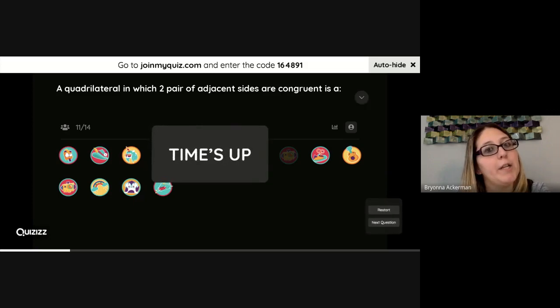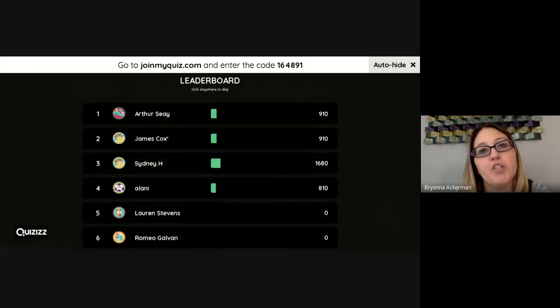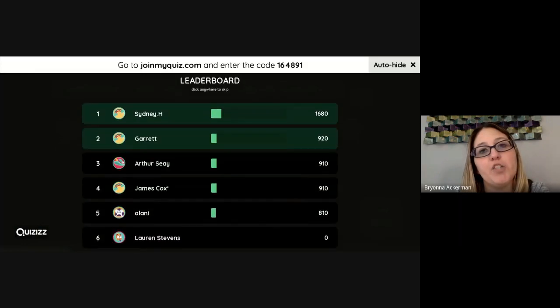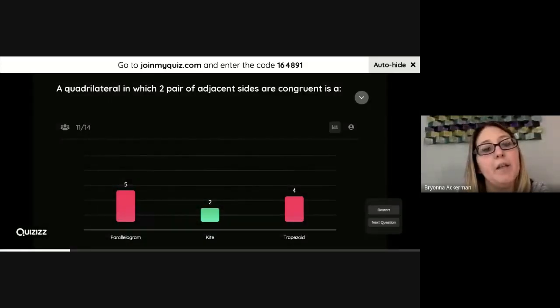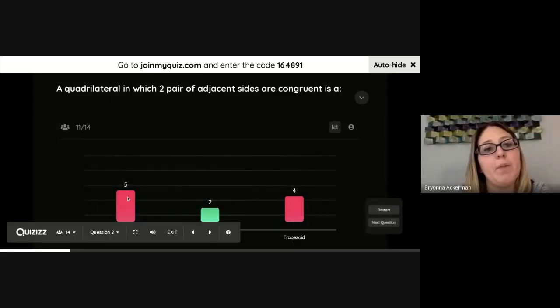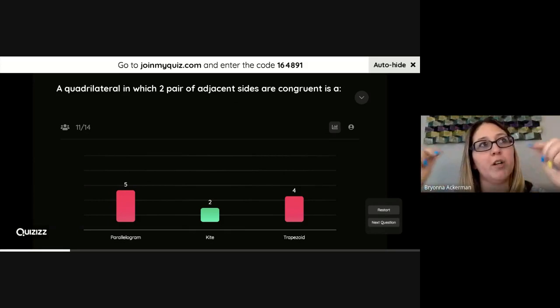Okay, so the trick here is that we're talking about adjacent sides. If you remember, adjacent sides are next to each other, right? And so again, with a parallelogram, opposite sides are congruent, not adjacent. Adjacent means next to, so that is the kite, guys. The two small sides that are next to each other are equal to each other, and the two longer sides that are next to each other are equal to each other.